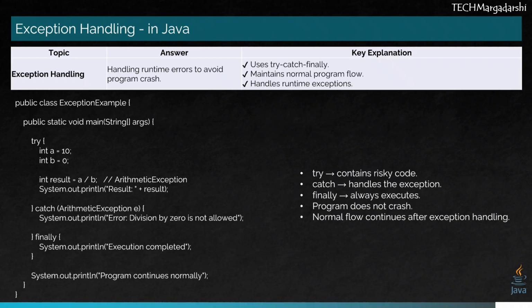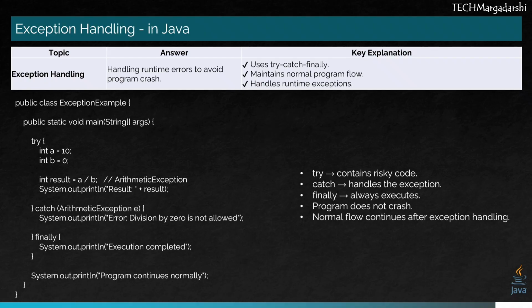Now let's understand exception handling in Java. Exception handling is used to manage runtime errors so that the program does not crash unexpectedly. Instead of stopping execution, Java allows us to handle errors gracefully and continue the program flow. In this example, the risky code is placed inside the try block where we attempt to divide a number by 0. This causes an ArithmeticException. The catch block immediately handles this exception and displays a meaningful error message instead of terminating the program.